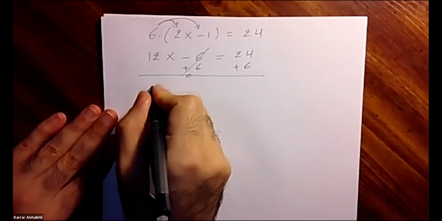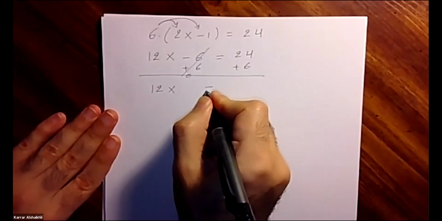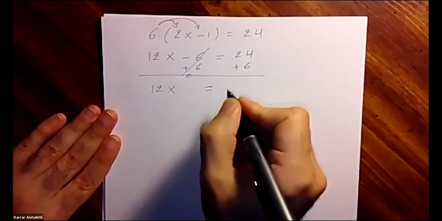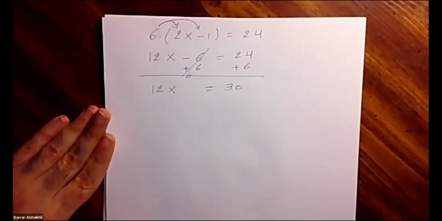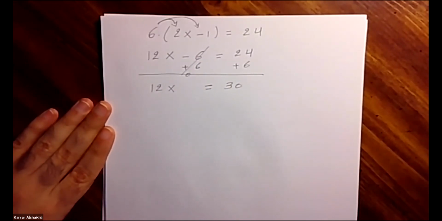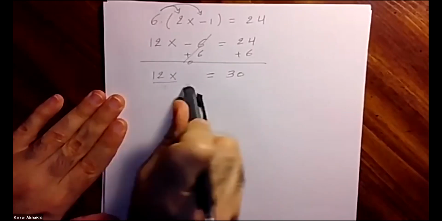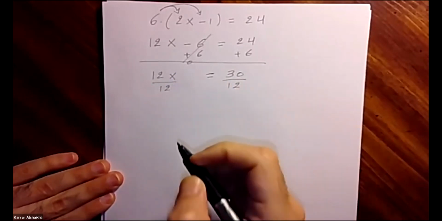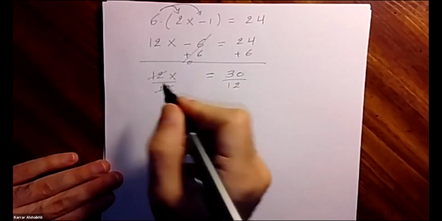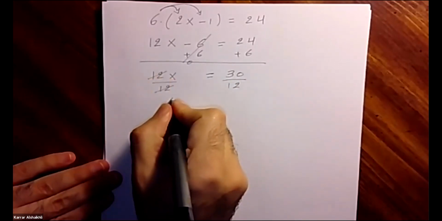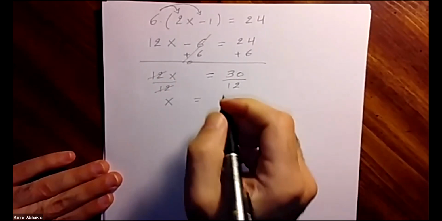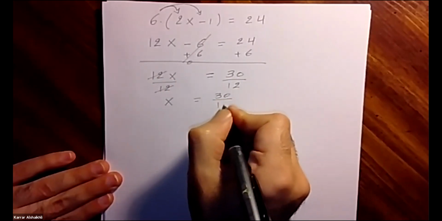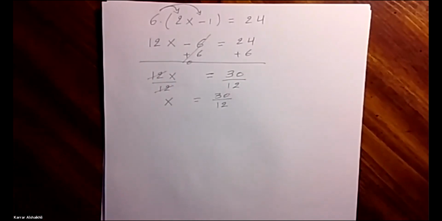The leftover here is just the 12x. Here's the equal. 24 plus 6 is going to be 30. The next step, you're going to divide both sides by 12. Sorry, don't know why I wrote down 30. So 12 divided by 12 is going to be 1. The leftover, just the x, equal 30 over 12.